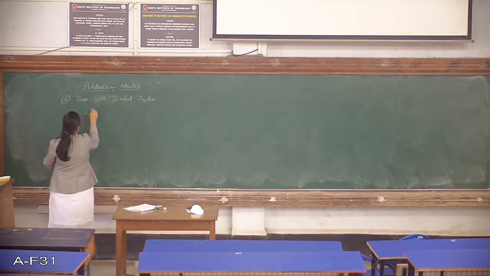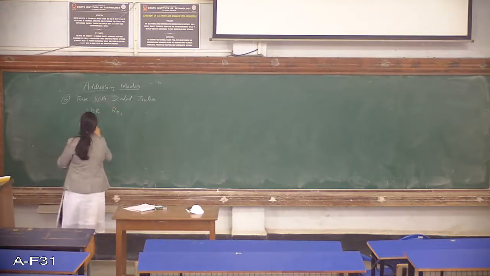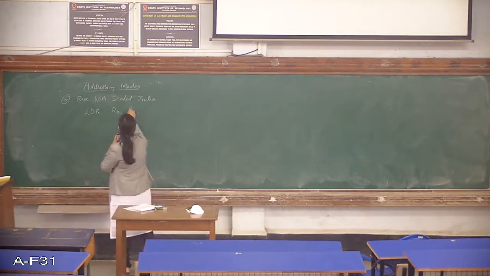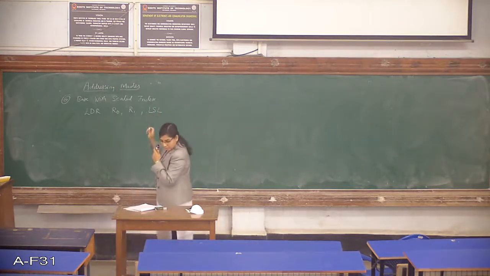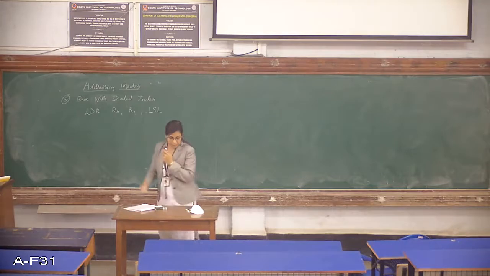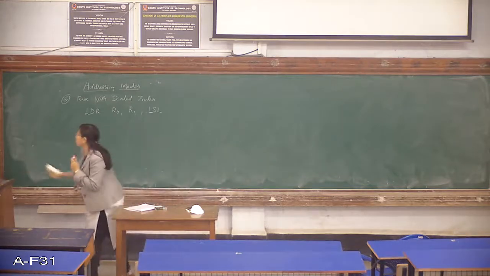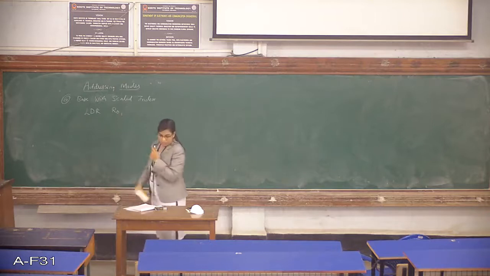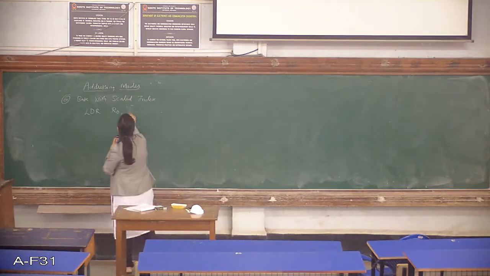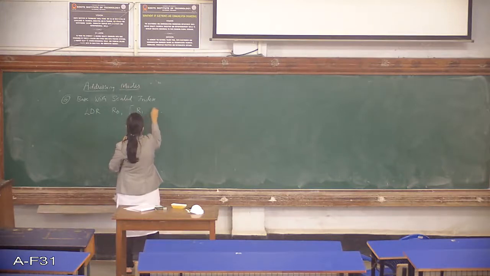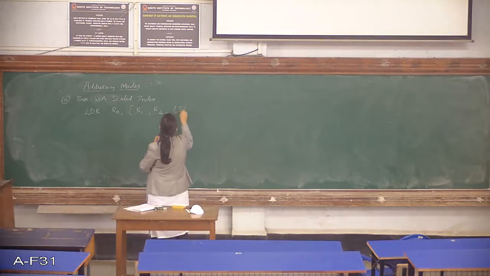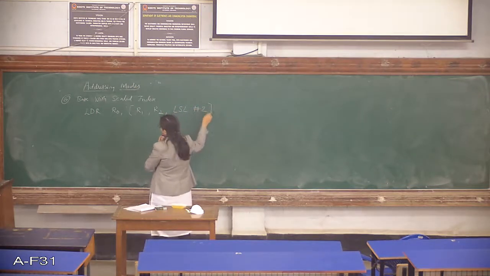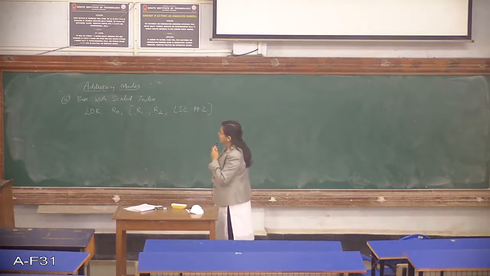So we write it as LDR R0, [R1, R2, LSL #2]. So this is how we write for base with scaled index.